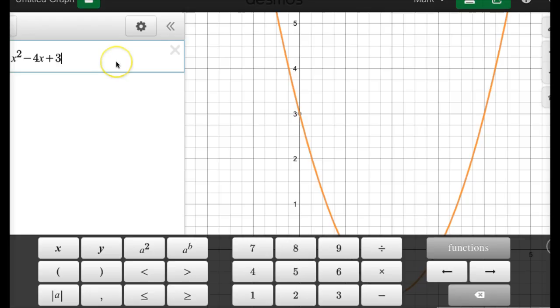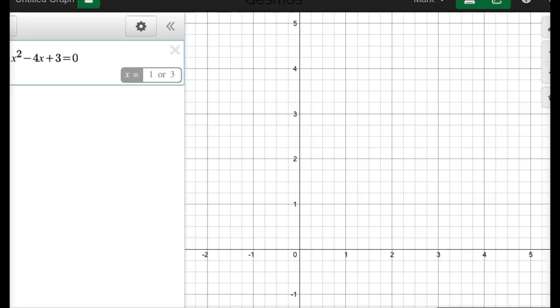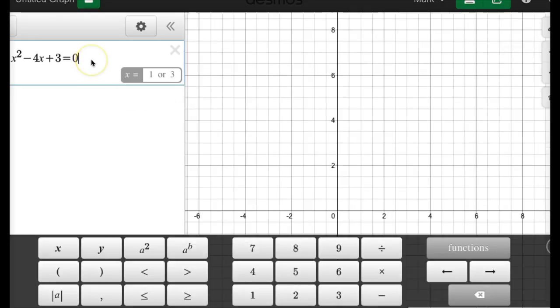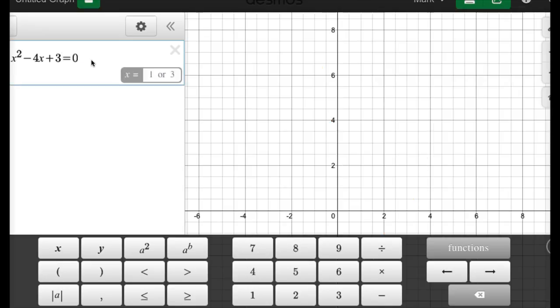Okay. Now, another little trick you can do. If you put equals 0, there's the coolest thing ever. Look what it does. It gives you the answer. It solves them for you. But now it doesn't graph it. To graph it, you got to get rid of that equals 0. So, it graphs it or it solves it, if you want it. That's pretty cool, isn't it?